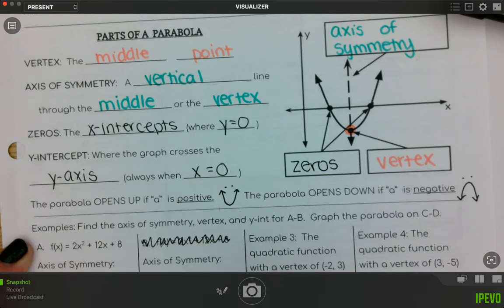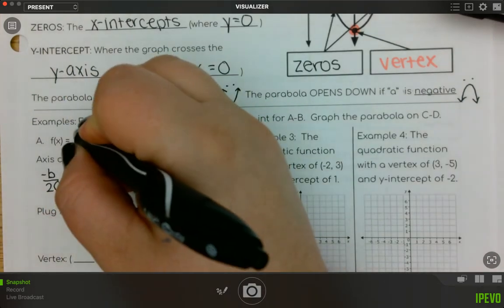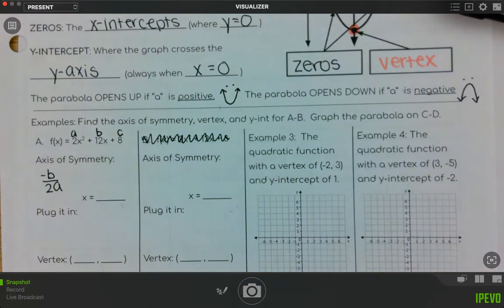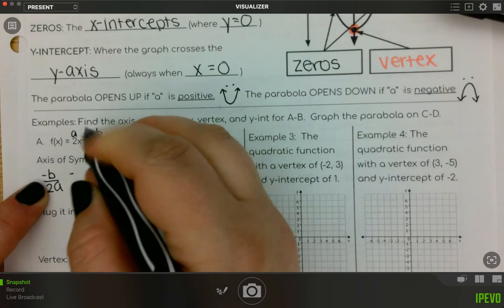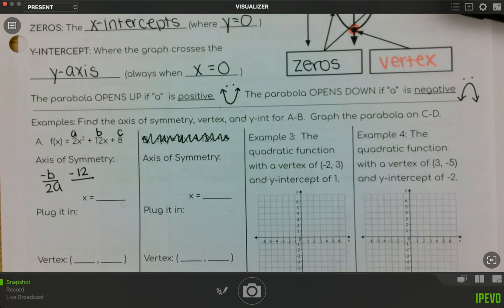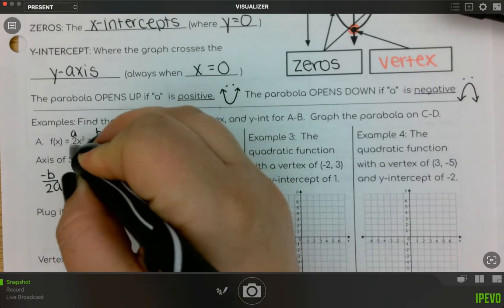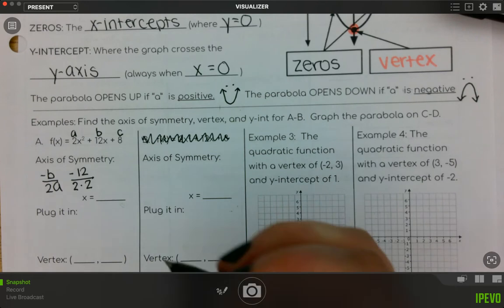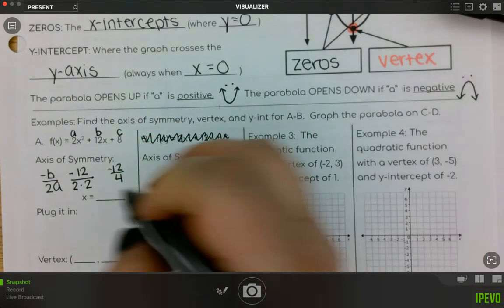Okay, so I'm going to copy that down first. Well, A is the first number, B is the middle number, C is the last one. So negative B is 12, goes on top. It's always the opposite of the middle number. On the bottom, it's 2 times A, which is 2. Well, that just becomes negative 12 over 4, which hopefully you know is negative 3.